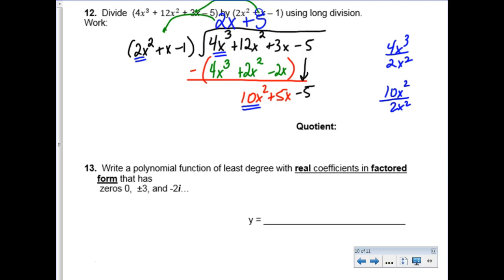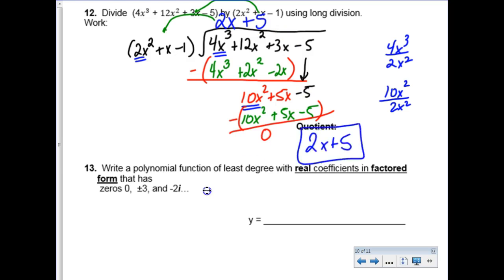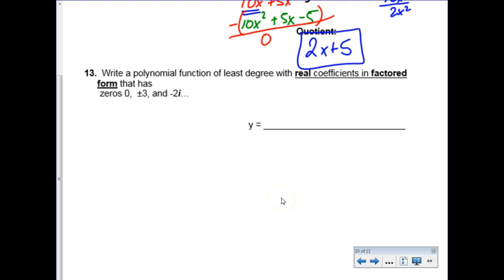So this time the positive 5 gets thrown into that divisor. So let's see here, 10x squared plus 5x minus 5. Oh, this is nice. You're going to end up with what for a remainder? Nothing. All right, so your quotient is just that 2x plus 5. So what can you tell me about this divisor? If the remainder came out to 0, it must be a factor of this original problem. Yep, very good. All right, this question does not require a calculator, so keep the calculator put away.